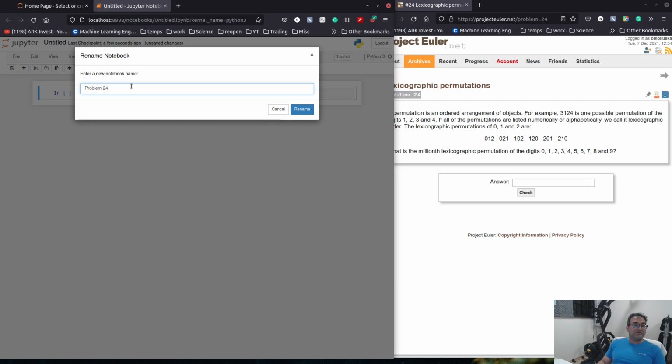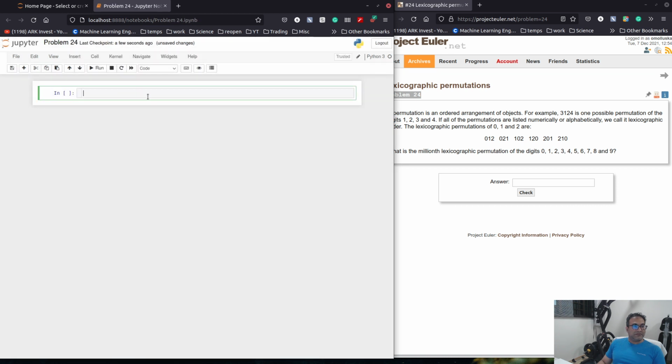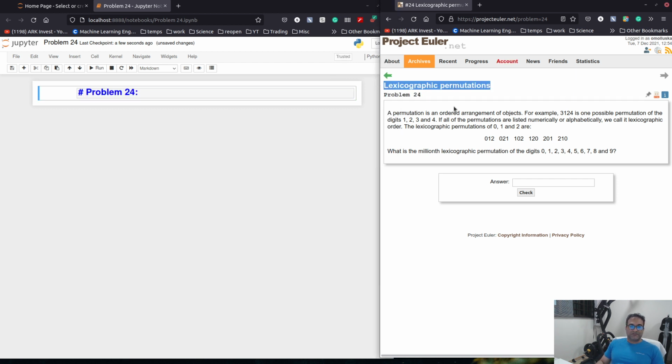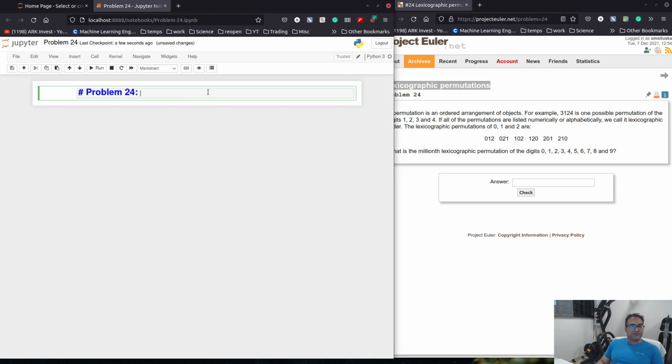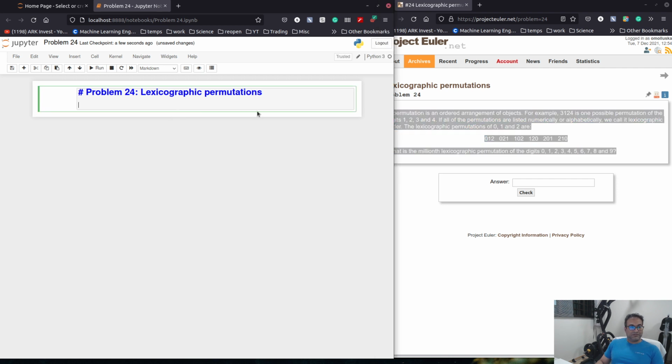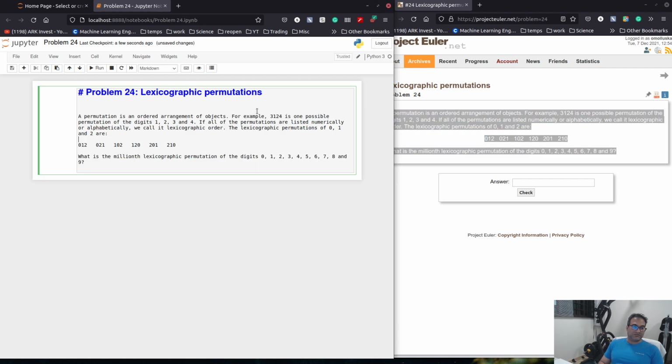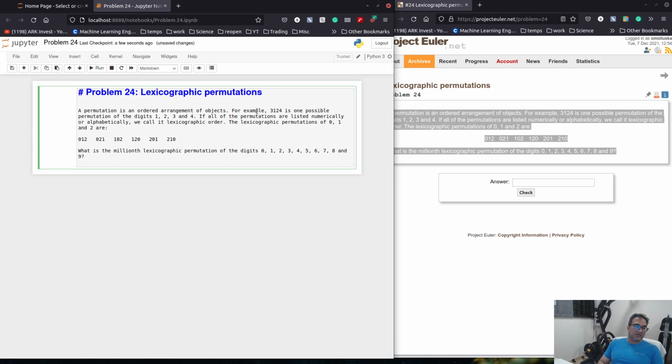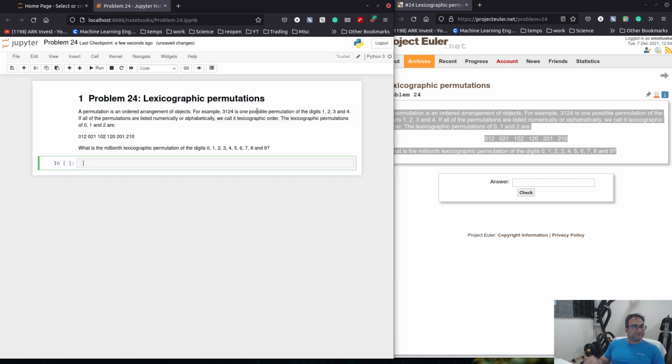Problem 24, and let's put problem 24 over here, and this is lexicographic permutations. That's the name of the problem. So it will have something to do with permutations. Okay, so now let's read the problem.